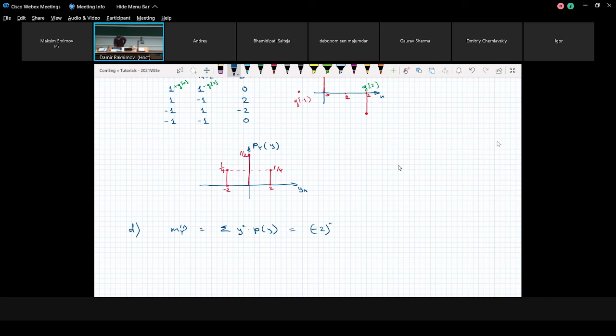We have -2 squared times probability 1/4, plus 0 times its probability, plus 2 squared times probability, again 1/4. Let's try to calculate the result. It will be 1 plus 1, so 2. What will be the result of our autocorrelation function for the 0 point?